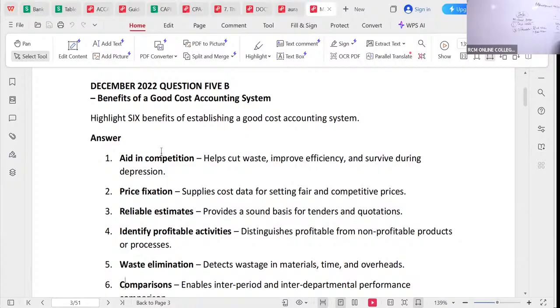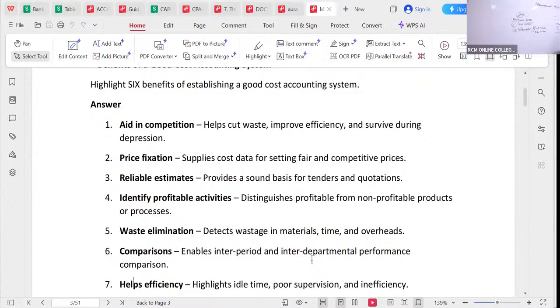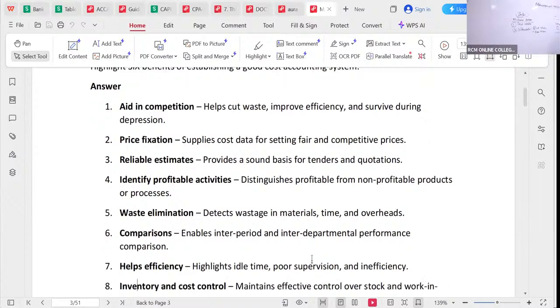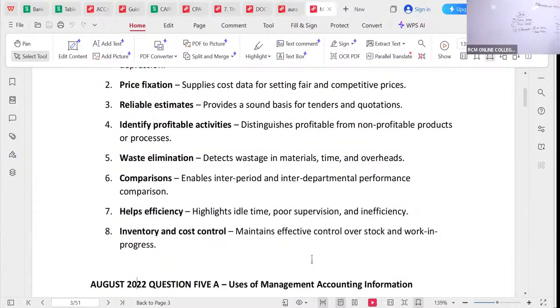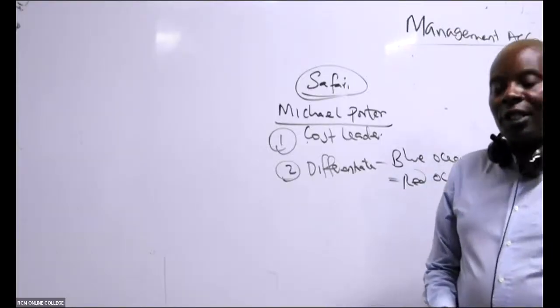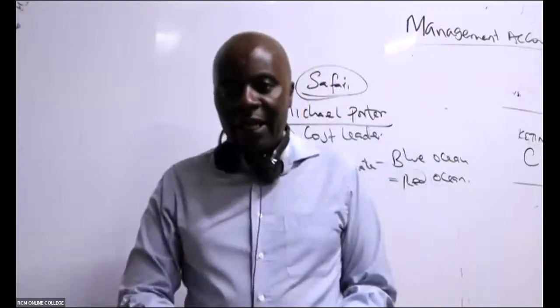So reliable estimates provide a sound basis for tenders and quotations, identify profitable activities, distinguish profitable from non-profitable products, and help with waste elimination. They detect wastage in materials, time and overheads, seek comparisons, enable inter-period and interdepartmental performance comparison, help efficiency, and highlight idle time of employees, poor supervision and inefficiency. They also support inventory and cost control, maintaining effective control over stocks and work in progress.